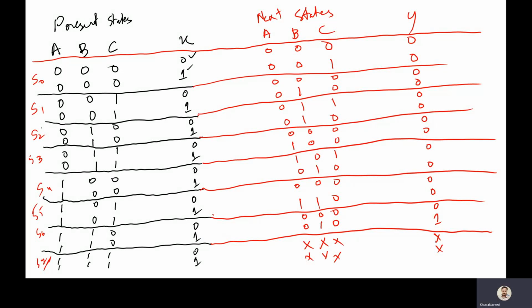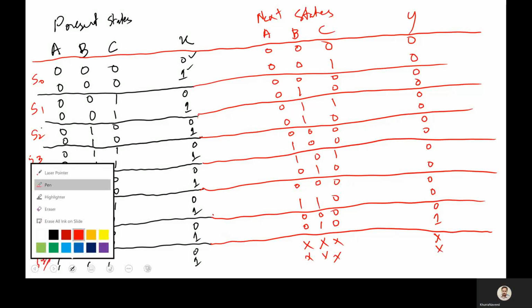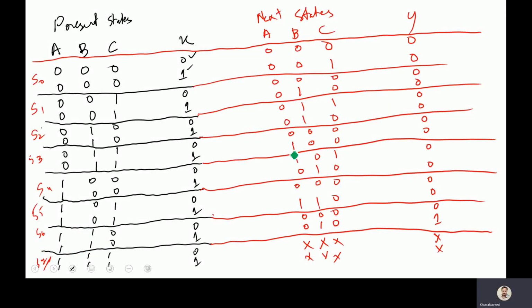So in order to do that, we need to take the minterms where these outputs A, B, C, and Y are 1, and then we need to put them in the K map and simplify to get a simplified Boolean expression, right?